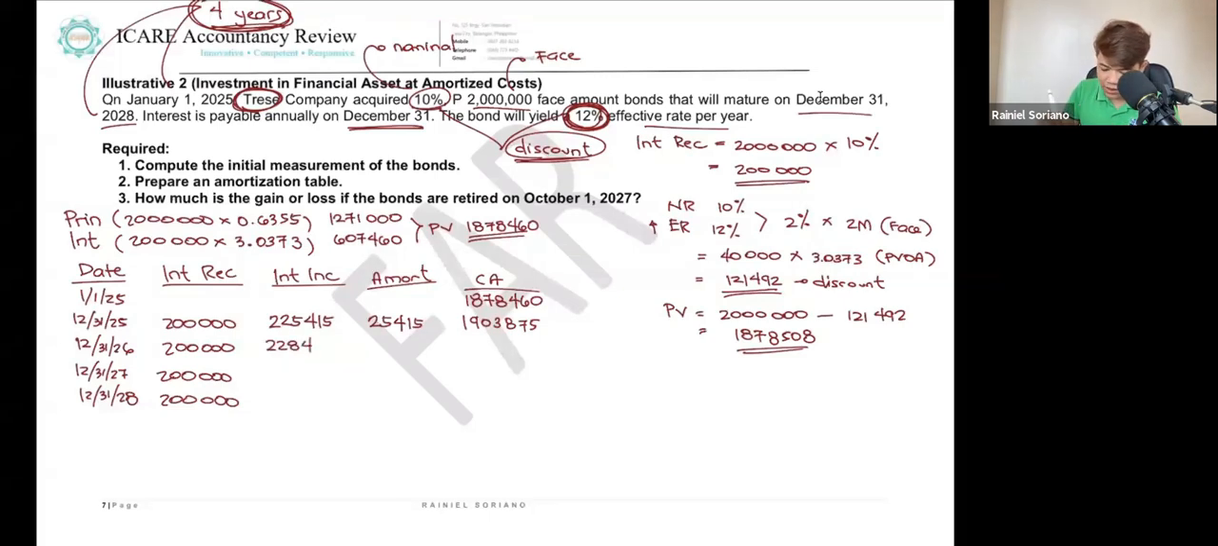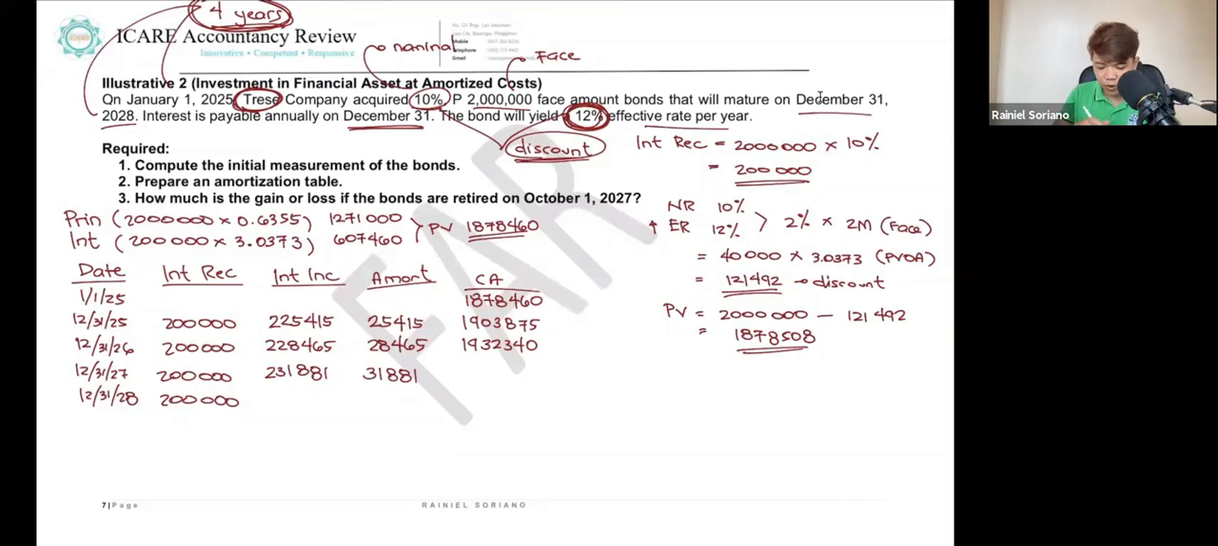Okay? So, ang interest income natin is 228,465. Difference between the two is magkano? The difference is equal to 28,465. Okay? I-add mo ulit. So, plus 1,903,875. This is equal to 1,932,340. Okay? Multiply mo ulit ang 12% para ma-compute yung interest income. This is equal to 231,881. Tanggalin mo yung 200,000, mako-compute yung amortization, and that's equal to 31,881.